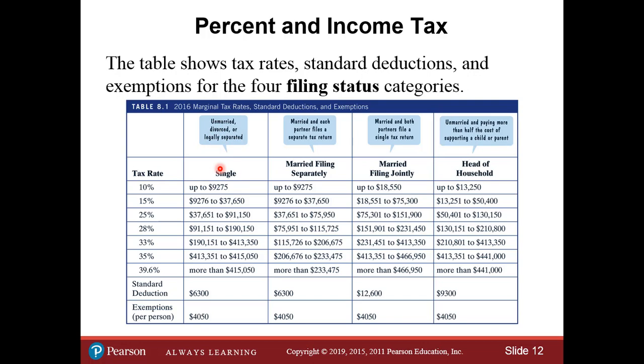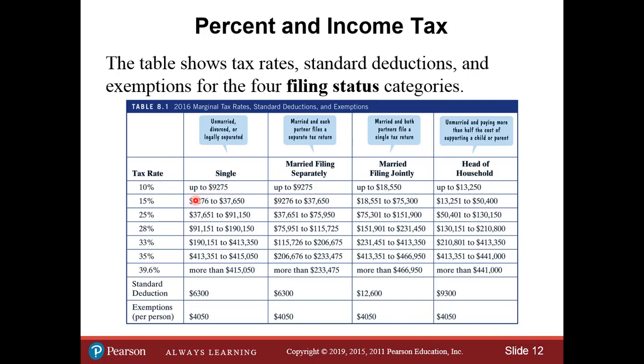Okay. Now, the first $9,275 is going to be taxed at 10%. So that means for the first tax bracket here, he's going to pay $927.50 as his taxes.